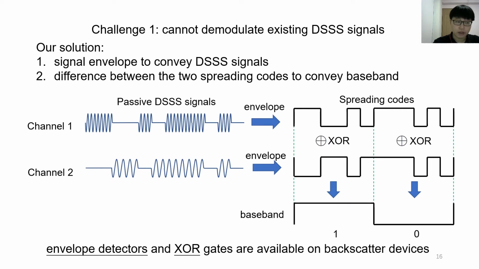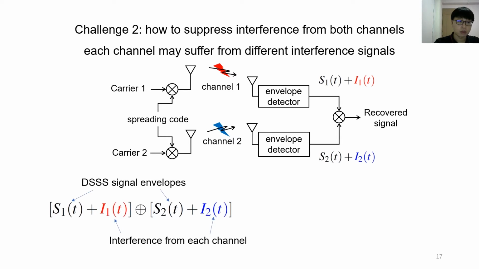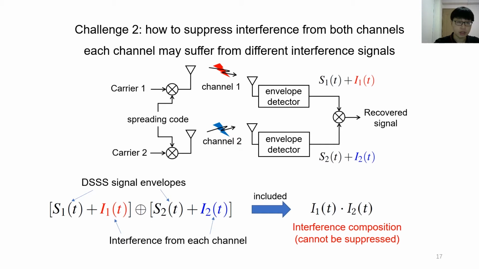So the receiver can only use envelope detectors and the XOR gates to demodulate the DSSS signal. The second challenge: passive DSSS uses two channels. Each channel may suffer from different interference signals. We use I1 and I2 to represent the interference signal from each channel. So the demodulation can be written as this formula. The problem is this formula includes the interference component that cannot be suppressed by the spreading code.